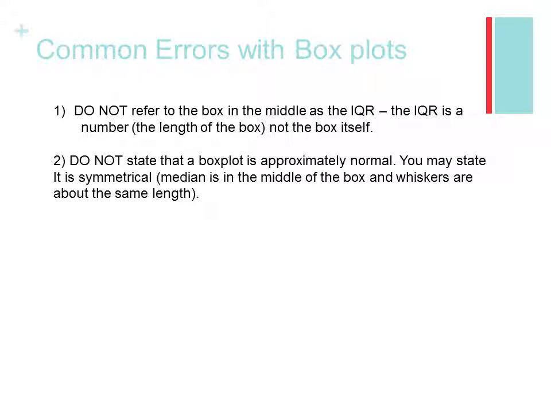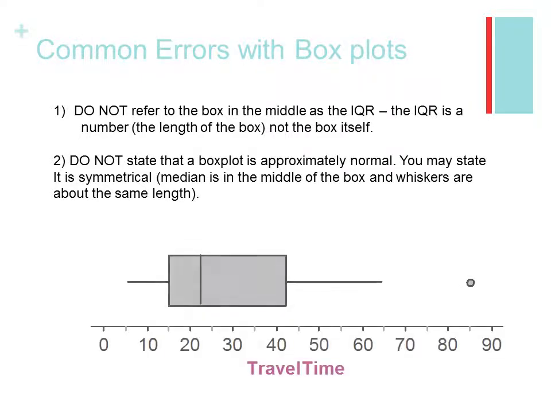Also, I know that we haven't talked about this really yet, but do not ever state that a box plot is approximately normal. All right, when we talk about box plots, we specifically say that they're symmetrical. Well, what does it mean if they're symmetrical? It means the median is in the middle of the box, and the whiskers are about the same length. Now, just keep in mind that nothing is ever going to be perfectly symmetrical, so the median might not be right in the middle of the box, but by looking at our box and our whiskers, if it's symmetrical, the median will be about in the middle and the whiskers will be about the same length.